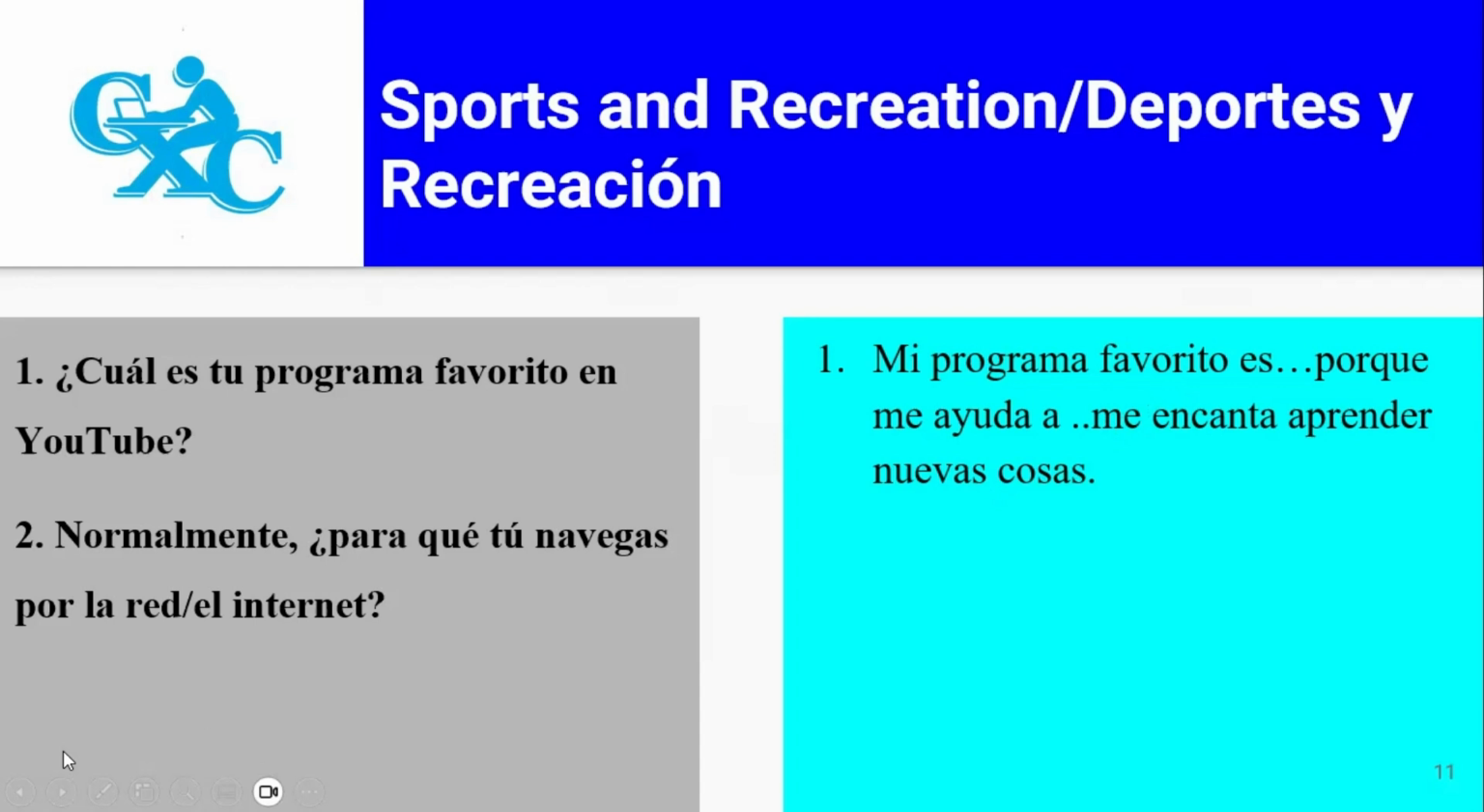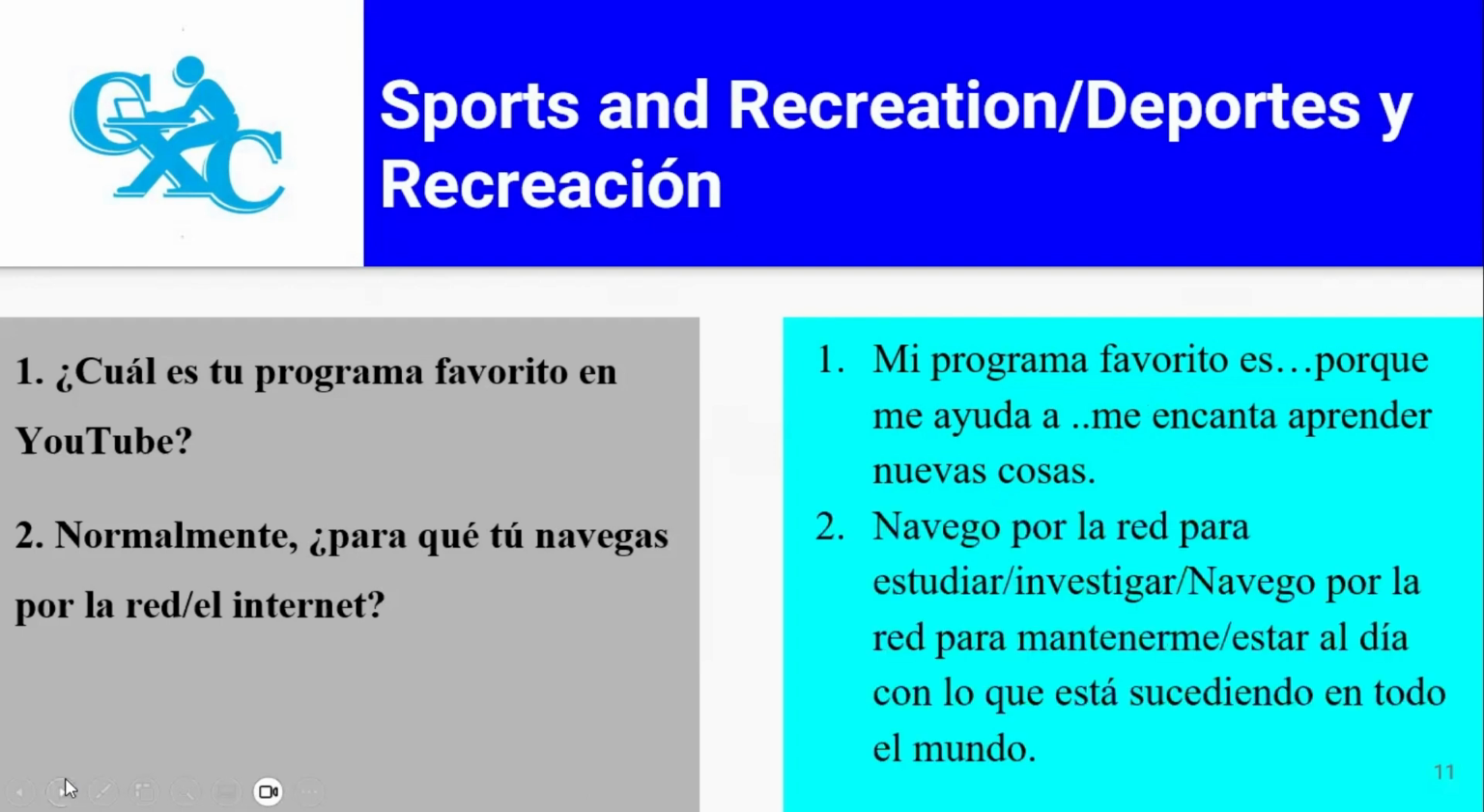Normalmente, ¿para qué tú navegas por la red, el internet? Excelente. All right. So a possible response to this question could be, navego por la red para estudiar, investigar, o navego por la red para mantenerme o estar al día con lo que está sucediendo en todo el mundo.